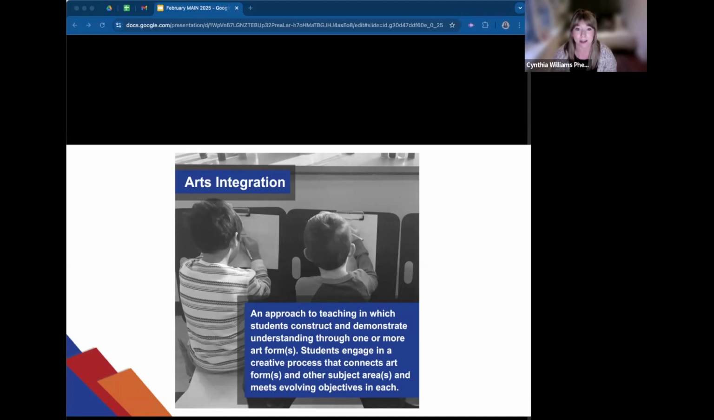It is an approach to teaching in which students construct and demonstrate understanding through one or more art forms. Students engage in a creative process that connects art forms and other subject areas and meets evolving objectives in each. So the key thing to remember is that the art form or the content area is not in service of the other. They are both equally the same in the standards we're teaching, in the understanding that we're getting, in the evaluation process we're doing. So we are treating both equitably and allowing our students to learn in a new and creative space.